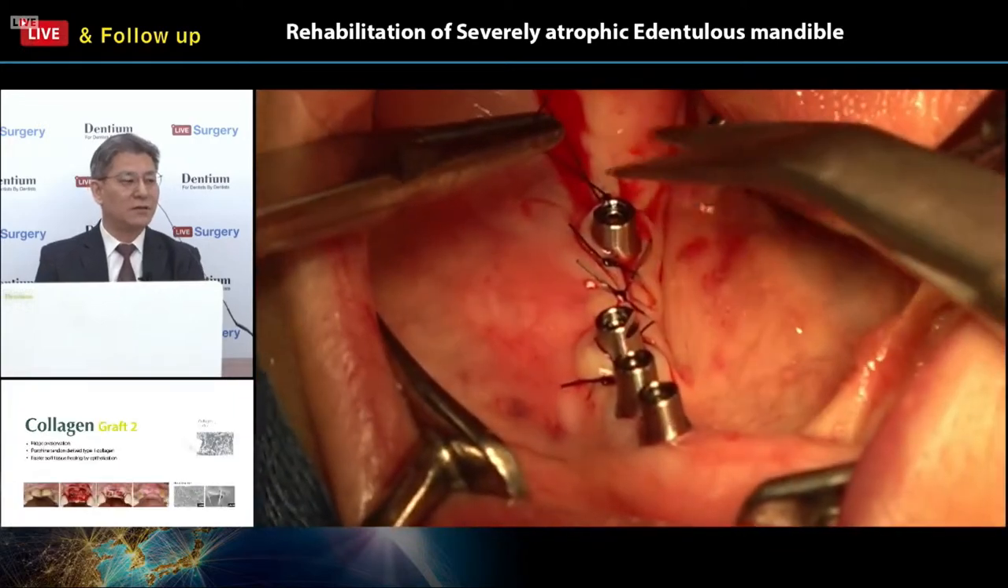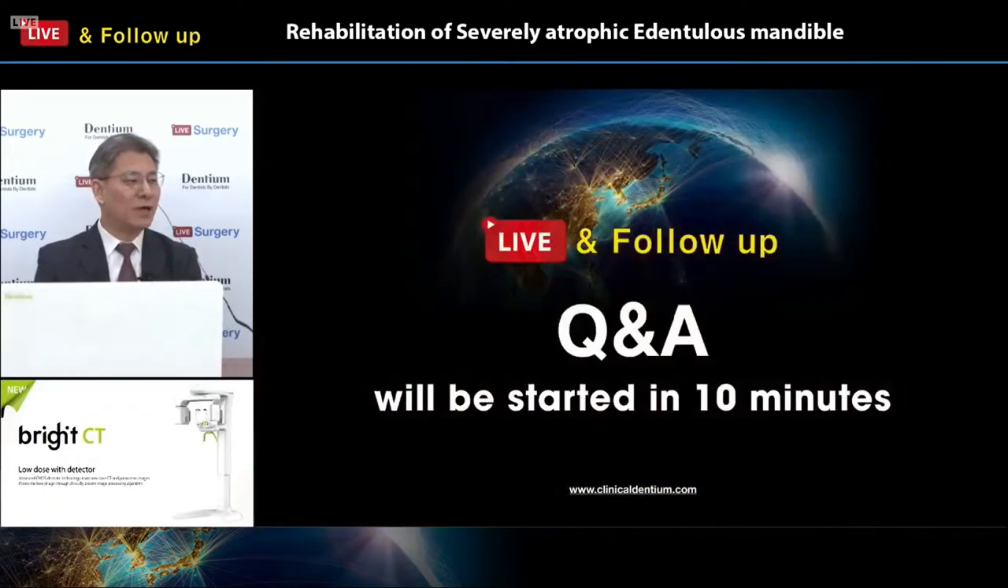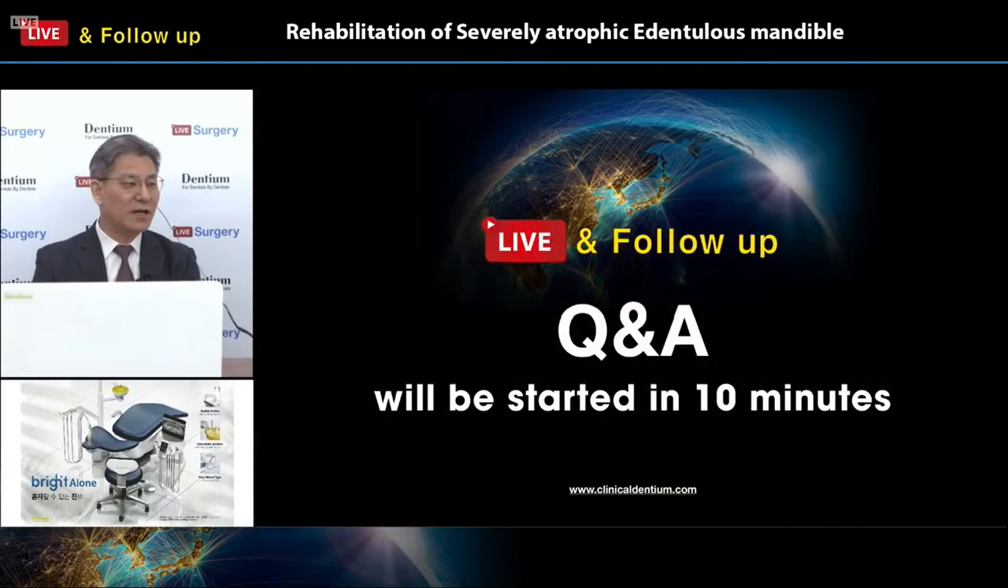Okay, so the suture was done. Okay, yeah, the surgery was done.